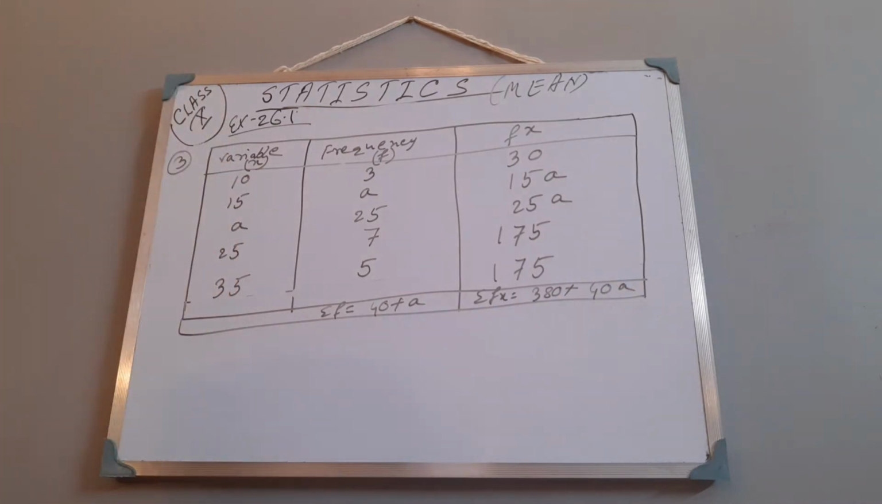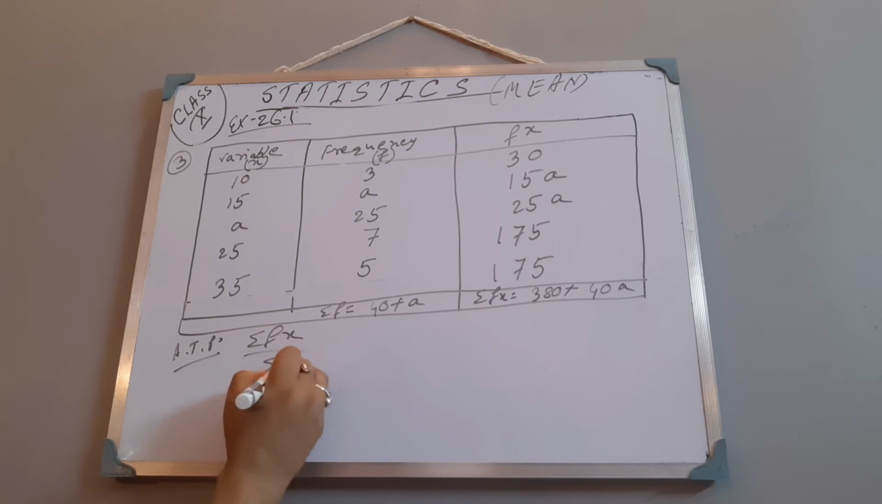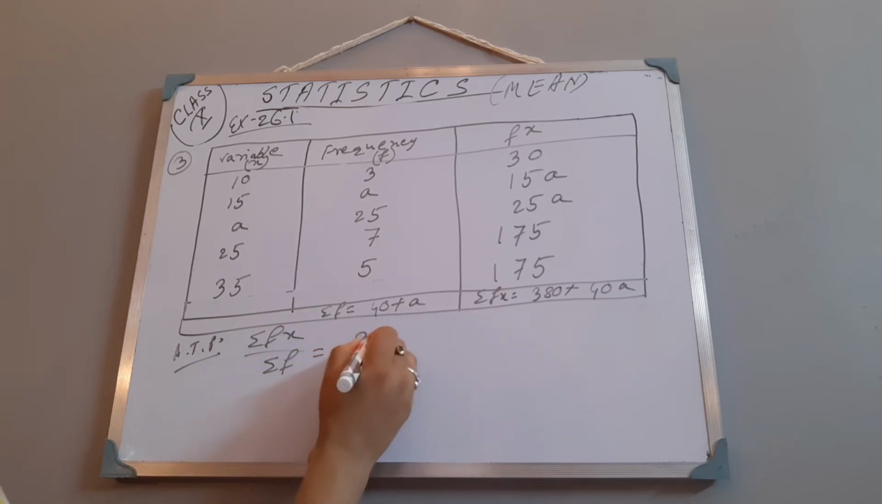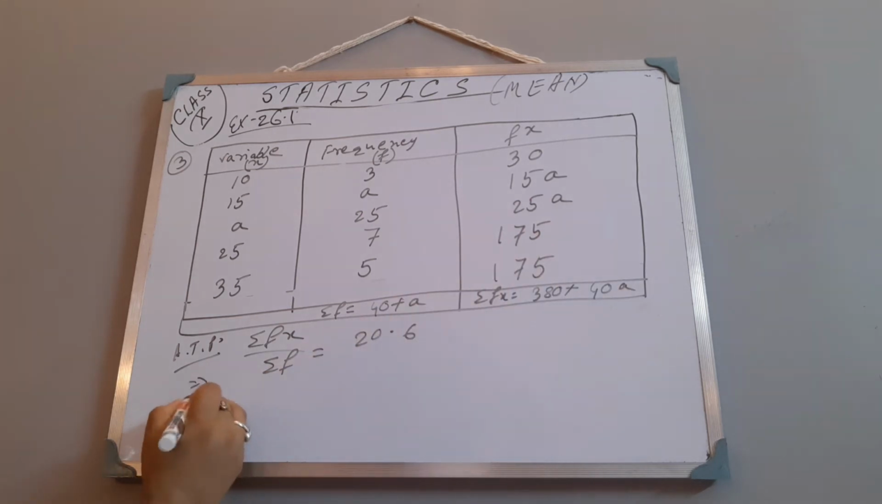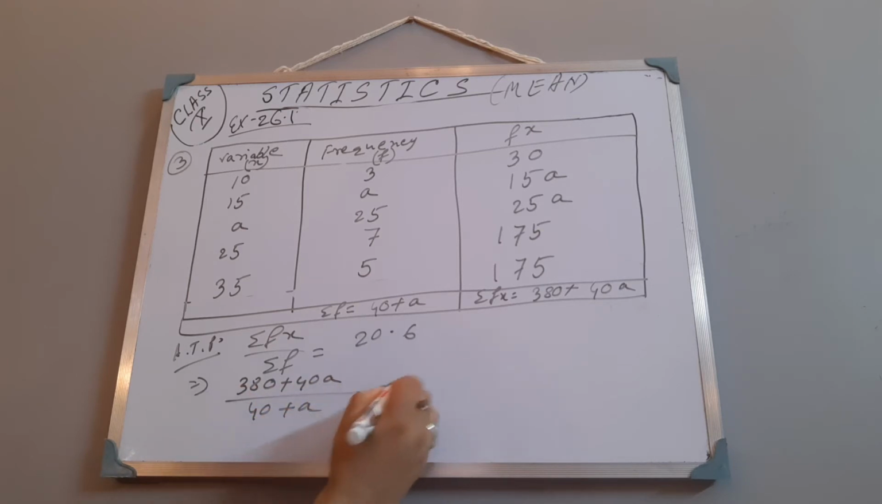Now what is given to us? Now according to the problem, sigma fx by sigma f is equal to 20.6. It is given to us. Now sigma fx means this one. So just put the value: 380 plus 40a, whole divided by 40 plus a, which is equal to 20.6.